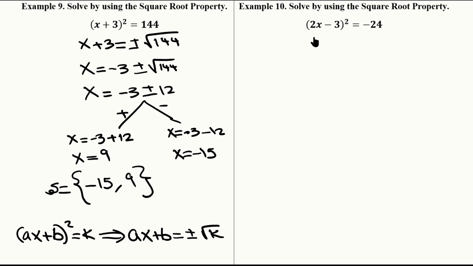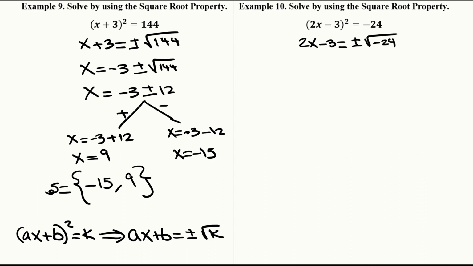So here on the right we have another equation that looks similar to this, except notice we have a negative number here for k, and we had no restrictions on the value of k. K, as long as it's a real number, should work even if it's negative. So we'll go ahead and apply this general version of the square root property to get 2x minus 3 equals plus or minus square root of negative 24.